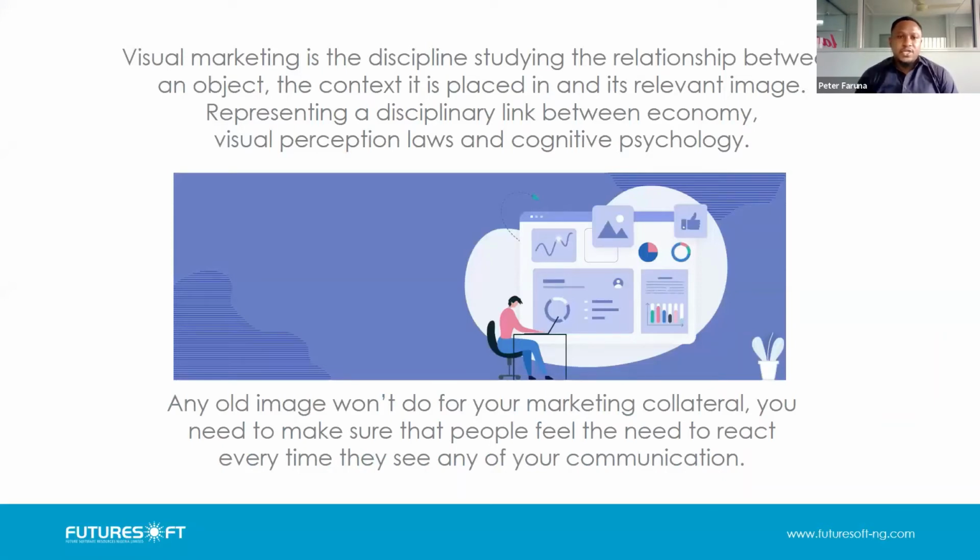Visual marketing is a discipline studying the relationship between an object, the context it is placed in, and its relevant image, representing a disciplinary link between economy, visual perception laws, and cognitive psychology. What this is simply saying is that when you're creating your content, when you get to see an image or a visual, it has to have a meaning to it. Once I see an image, there should be something behind it. I should be able to guess that there's something it's actually suggesting by just looking at it. So that is basically what we mean by visual marketing.